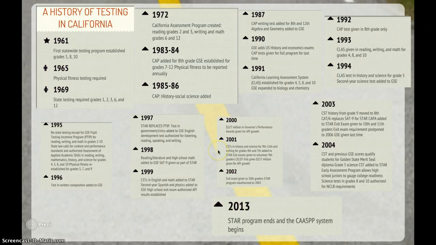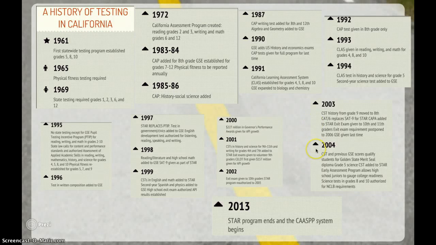In 2001, the California English Language Development Test, CELDT, was first given. In 2002, the STAR program was reauthorized until 2005. In 2003, the CAT 6 replaced SAT 9 for STAR. The California Alternate Performance Assessment, CAPA, was added to STAR for students with significant cognitive disabilities, and the GSE was given for the last time due to budget cuts.